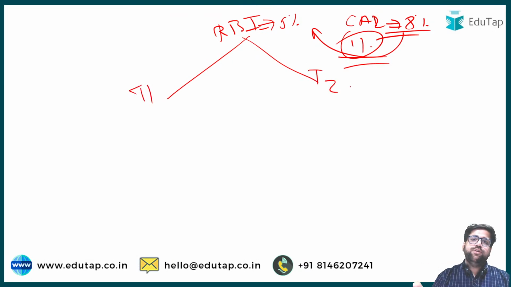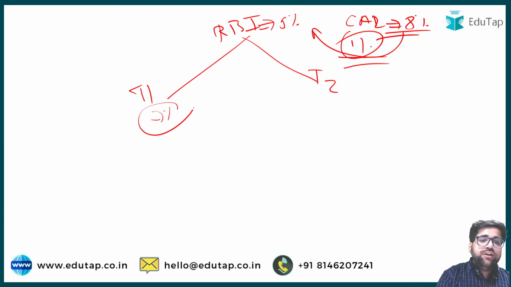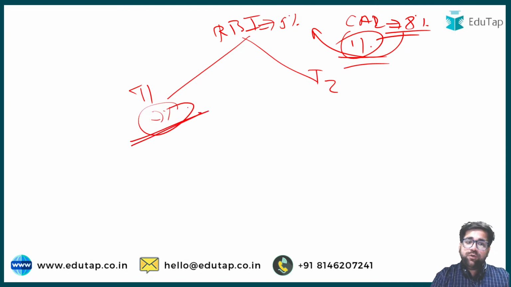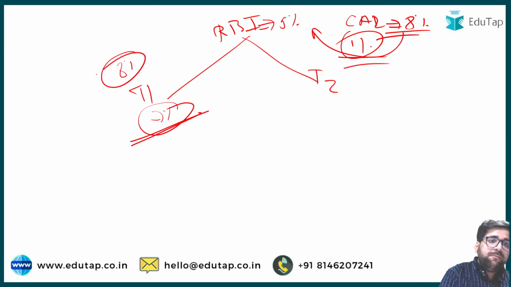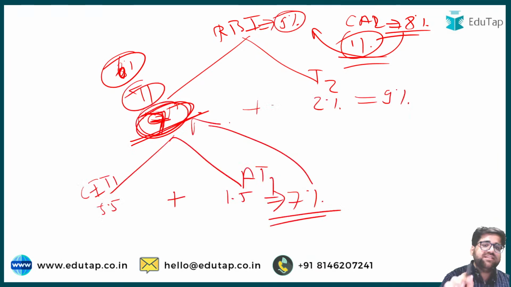Tier 1 according to RBI is 7%. Please note this point: according to Basel, tier 1 is 6%, but according to RBI, tier 1 is 7%. I hope this much is very clear to you.